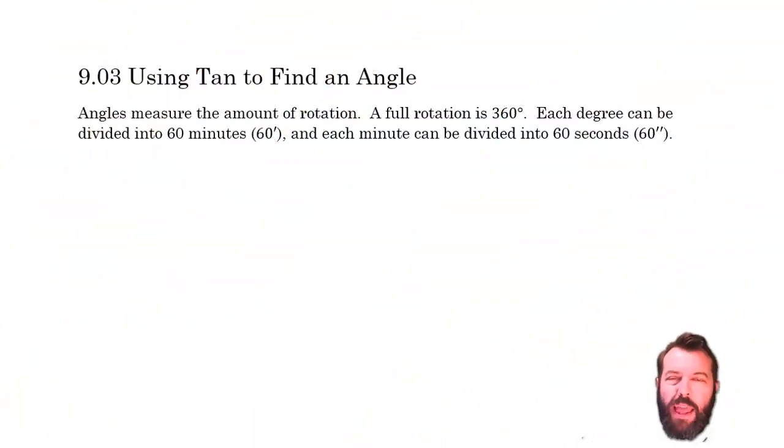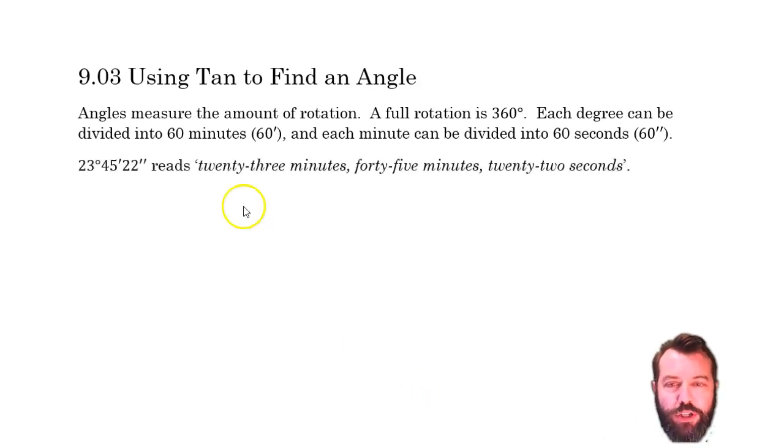So angles measure rotation, and a full rotation, turning around back to where you started from, is 360 degrees. But each of those degrees we can split up into 60 smaller parts called minutes. And each minute can be divided into 60 seconds, so we can get smaller and smaller parts of an angle.